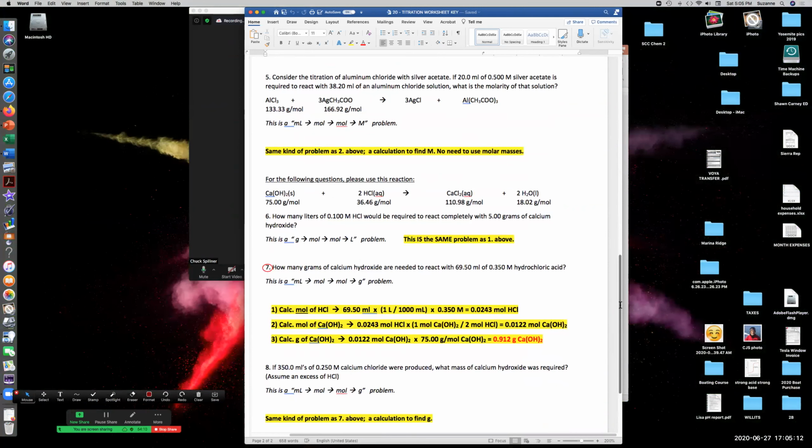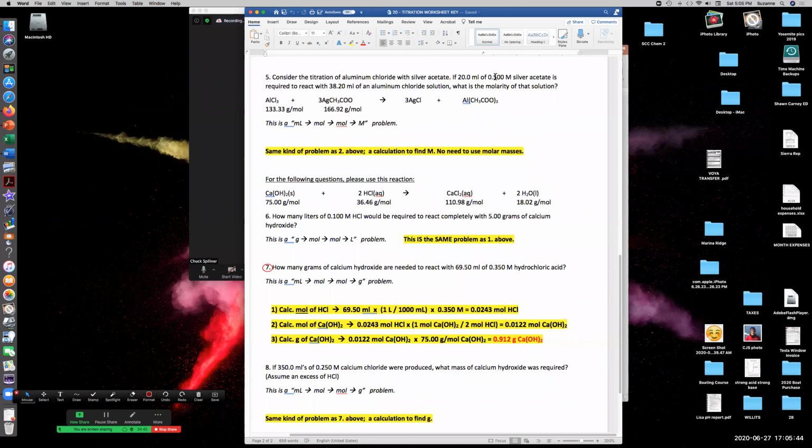This is a different kind of titration, so we're not producing salt and water. We're producing salt and a different compound. We're reacting aluminum chloride with silver acetate. You get silver chloride, which is a precipitate, and aluminum acetate.